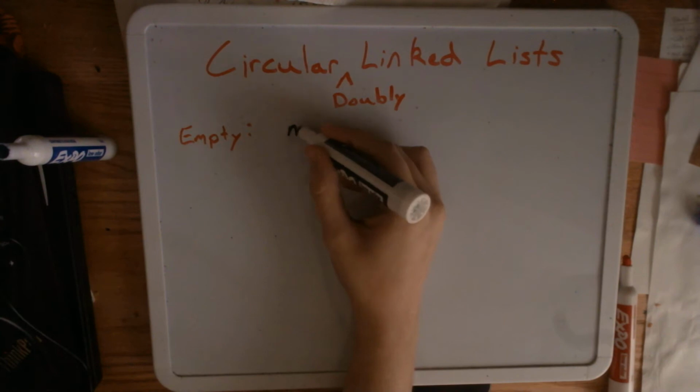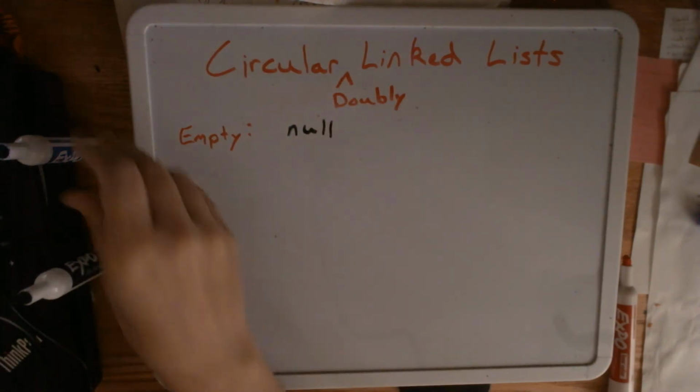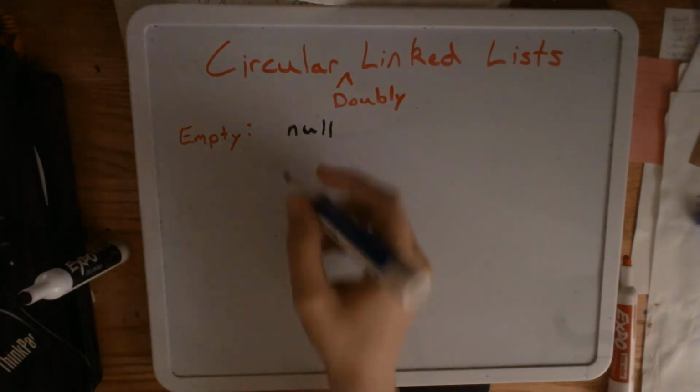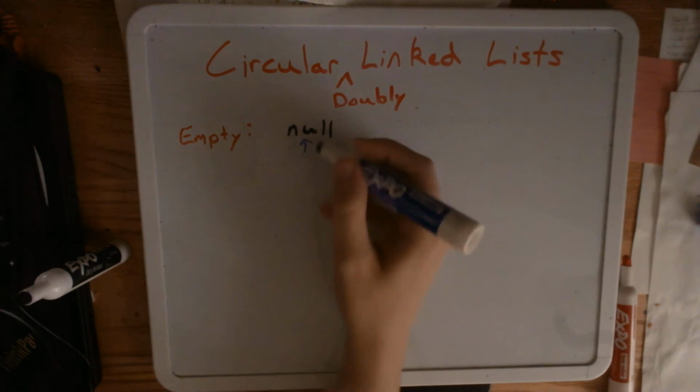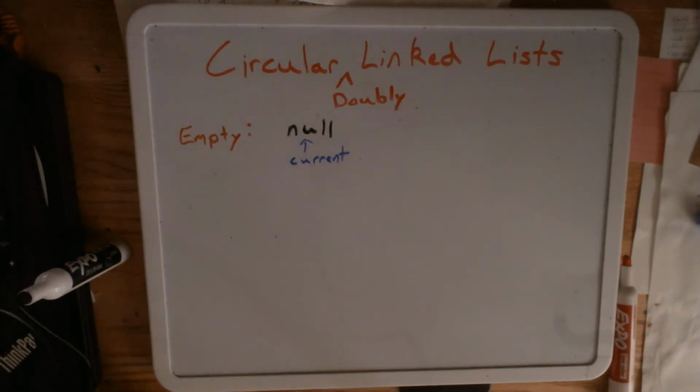So the empty list is just null, right? There's nothing in it. And that's how we initialize it, what the constructor does. And then our field current should be null. Current tells us there's nothing in the list.